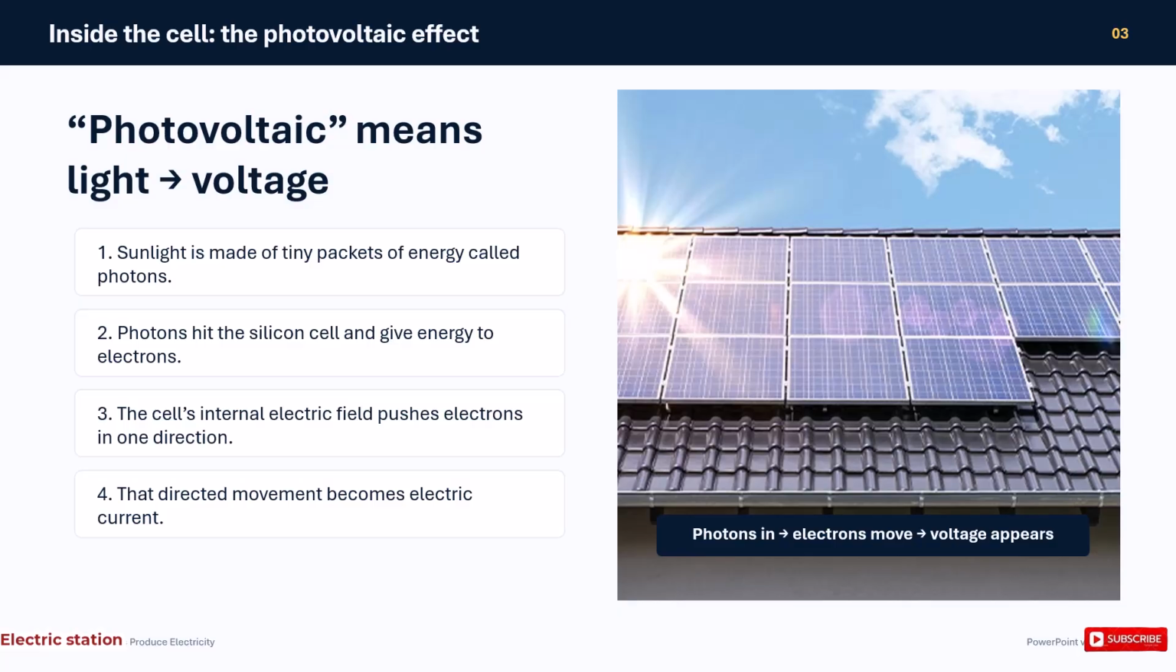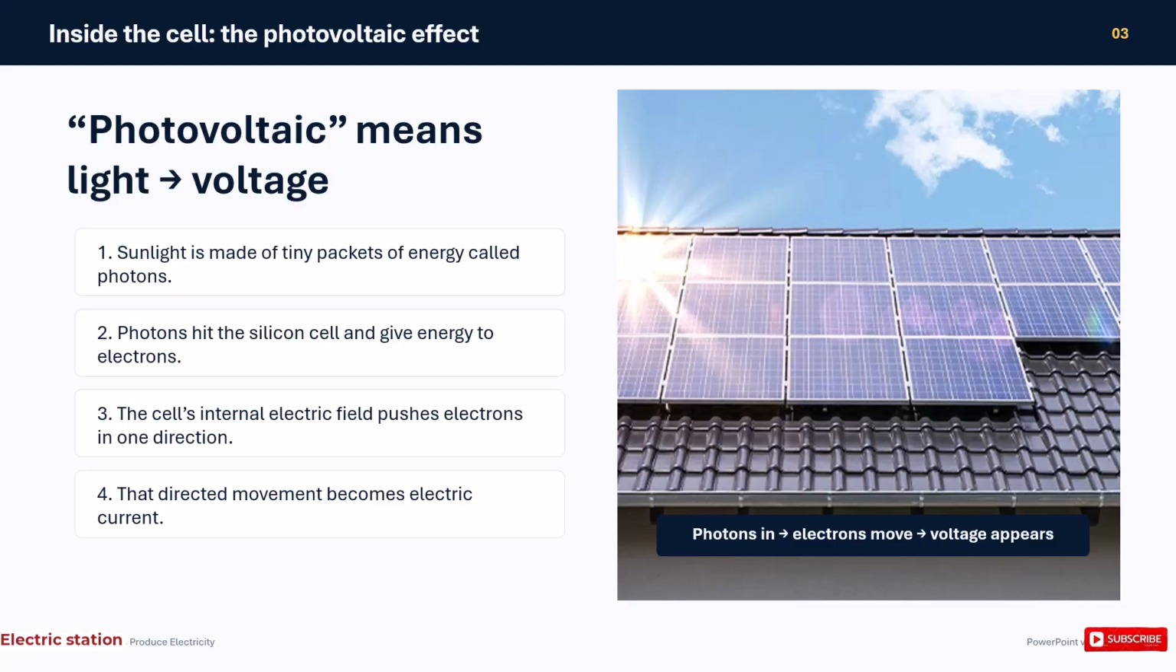Because of the special structure of the solar cell, an internal electric field pushes these electrons in a specific direction. When we connect an electrical circuit, these moving electrons create electric current. So, in simple terms, photons come in, electrons start moving, and electricity is produced. That is the photovoltaic effect.